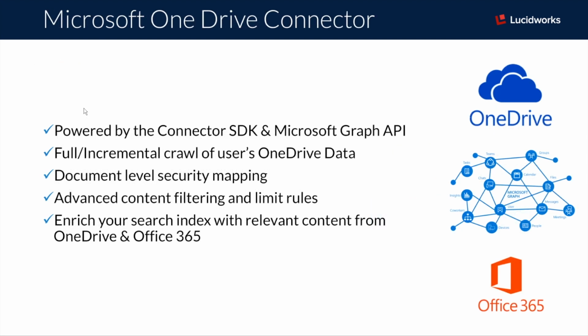In Fusion 4.1, we've expanded our capability of indexing data from an Office 365 environment by introducing a new Microsoft OneDrive connector. This connector has been built with our new Connector SDK, making use of Microsoft's Graph API. This connector allows for full and incremental crawling of users' OneDrive data, document-level security mapping, advanced content filtering, and limit rules to curate your search index. And along with our SharePoint and SharePoint Online connectors, you are now capable of enriching your search index with relevant data from OneDrive in an Office 365 environment.